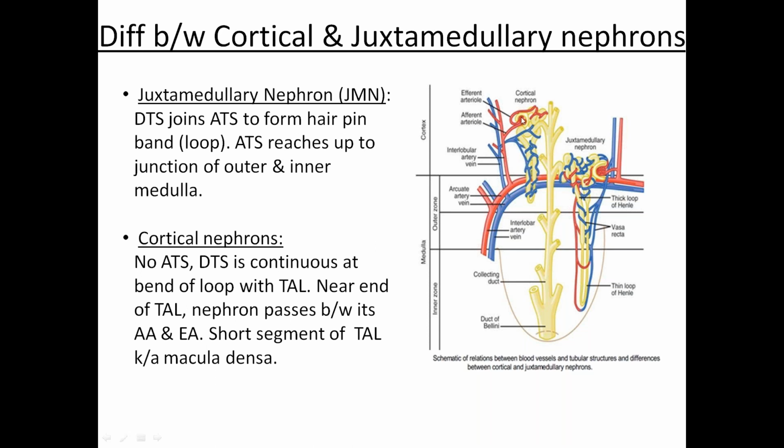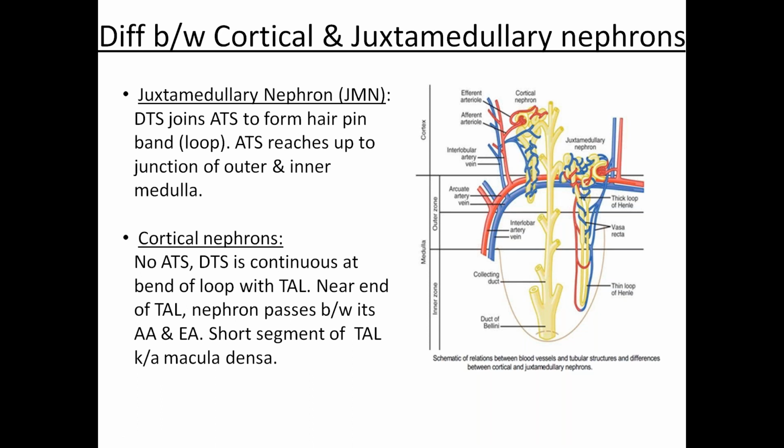So basically, these are your two types of nephrons. The cortical nephrons, as the name says, have most of their portion in the cortex. And the juxtamedullary nephron has most of its portion lying in the medulla. About 80 to 85% of the nephrons are cortical nephrons. And another main difference I told you is that the thick ascending limb is present in cortical nephrons, not in juxtamedullary nephrons.